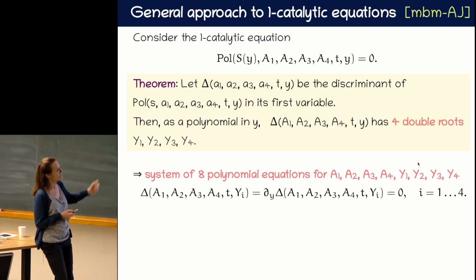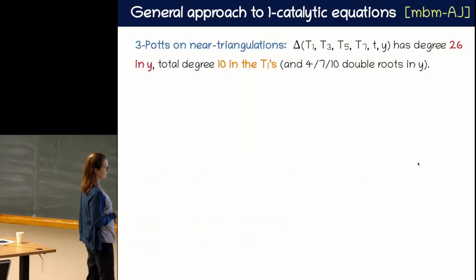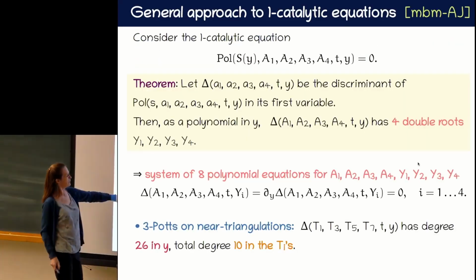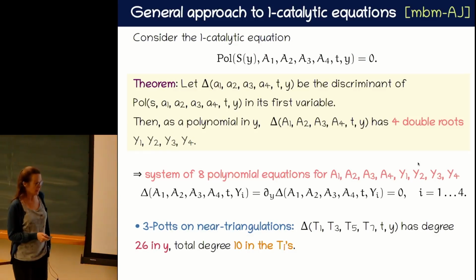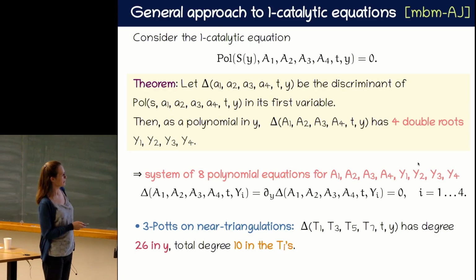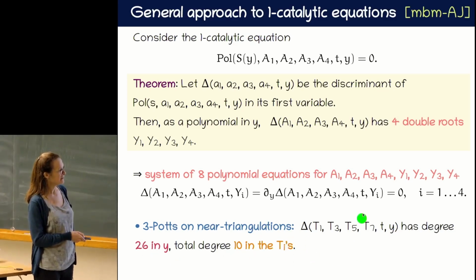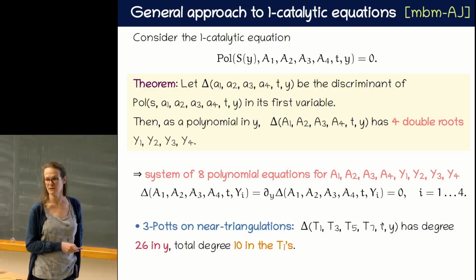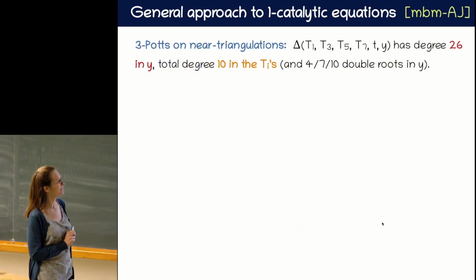So we can specialize this to our pots problem. So we get back to 3 pots on near triangulations, for which we had an equation of this type. And we get indeed a certain discriminant, delta, which involves these 4 unknown series, has degree 26 in Y, and 10 in these unknown series Ti. So that's big. And this is why the problem resisted.